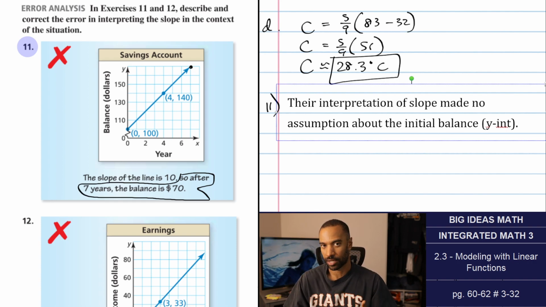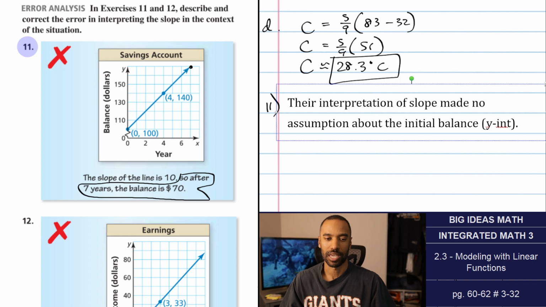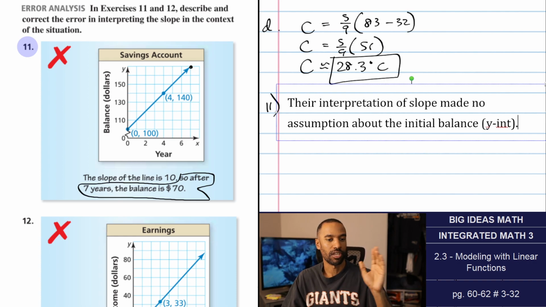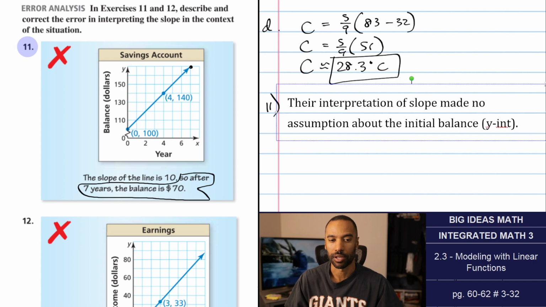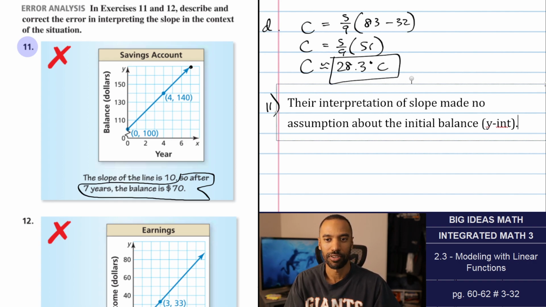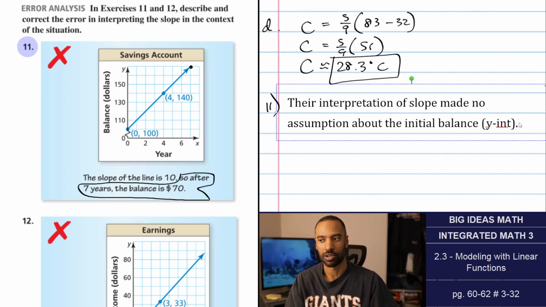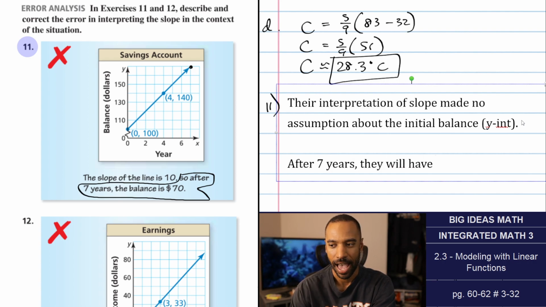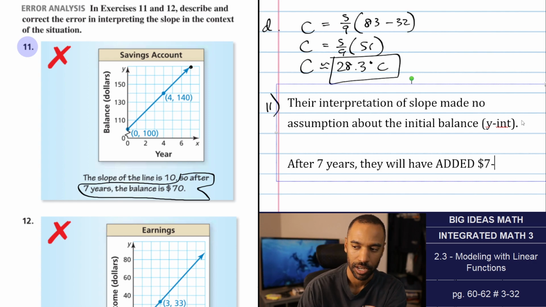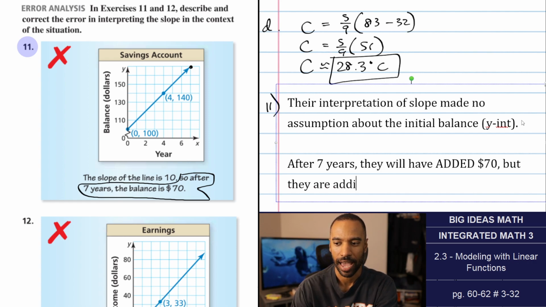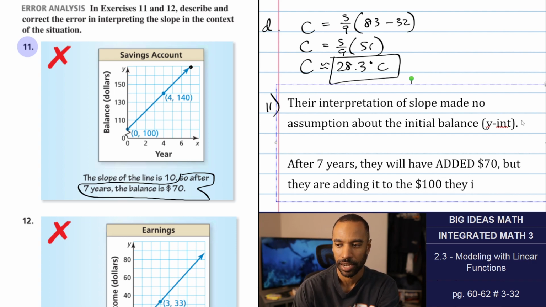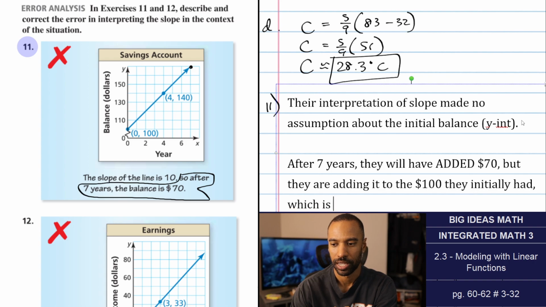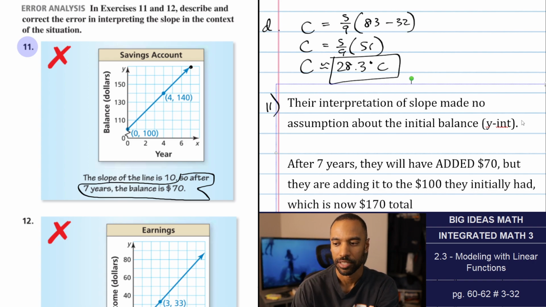70 over 7 is also 10. But there's a y-intercept that takes hold, right? You may add $70 after 7 years, but how much did you start with? We started with $100. So we should actually have $170 at that point. Now, that's not an interpretation of the slope regardless. But after 7 years, they will have added $70, but they are adding it to the $100 they initially had, which is now $170 total. Now, that's still not a slope interpretation.